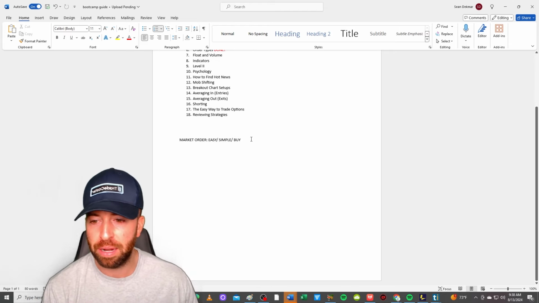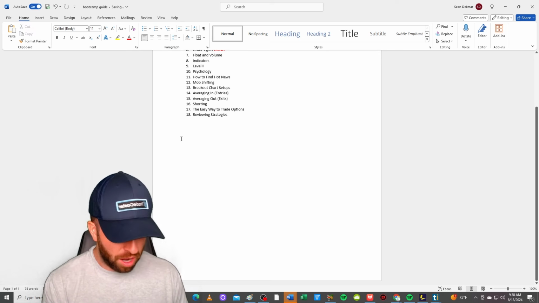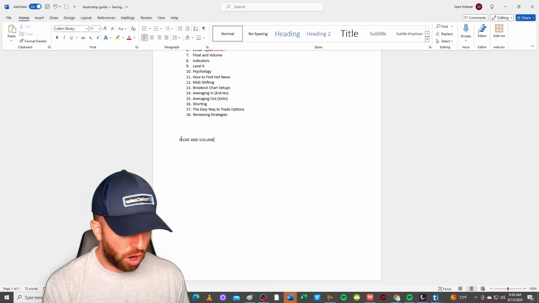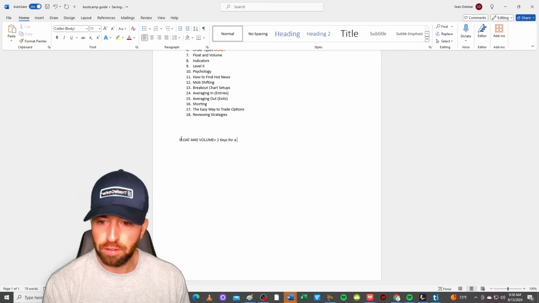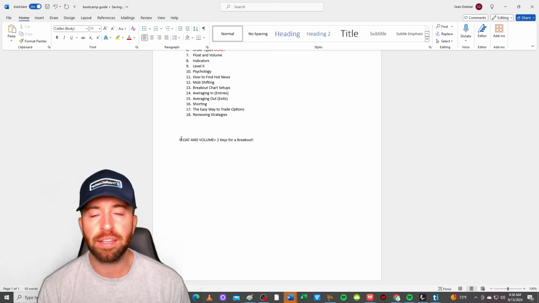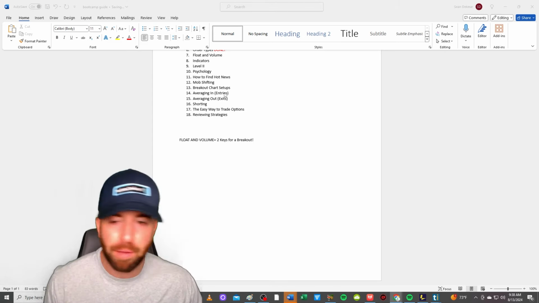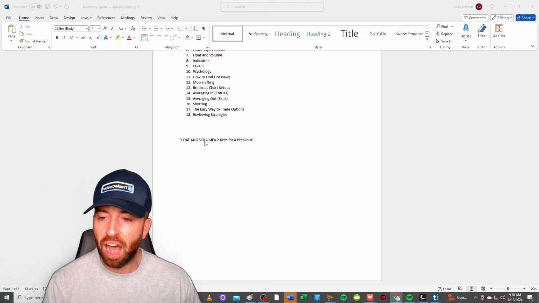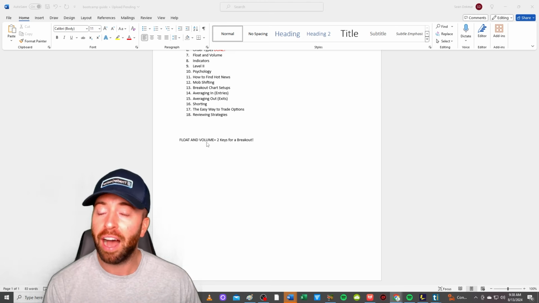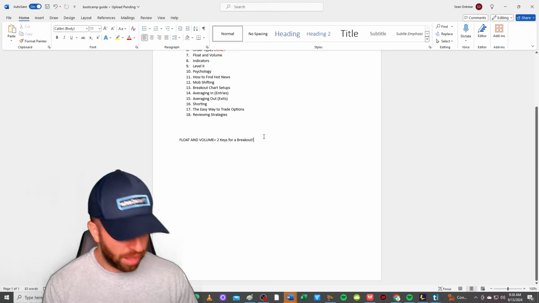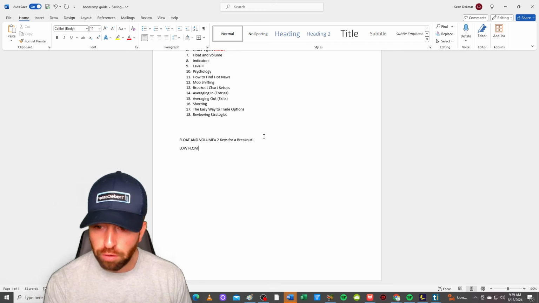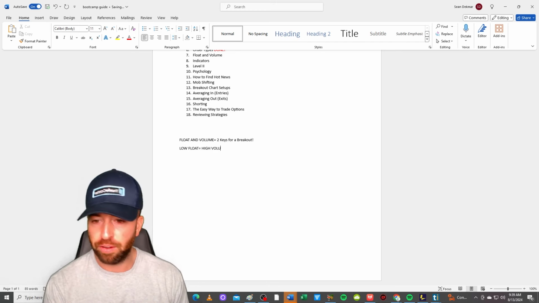We talked about a little bit of this yesterday, where we know float and volume are really the 2 keys for breakout. If we want to see a monster spike, a monster rip, a monster run, we need to have high volume and a low float. So that's really the key here. Low float plus high volume.